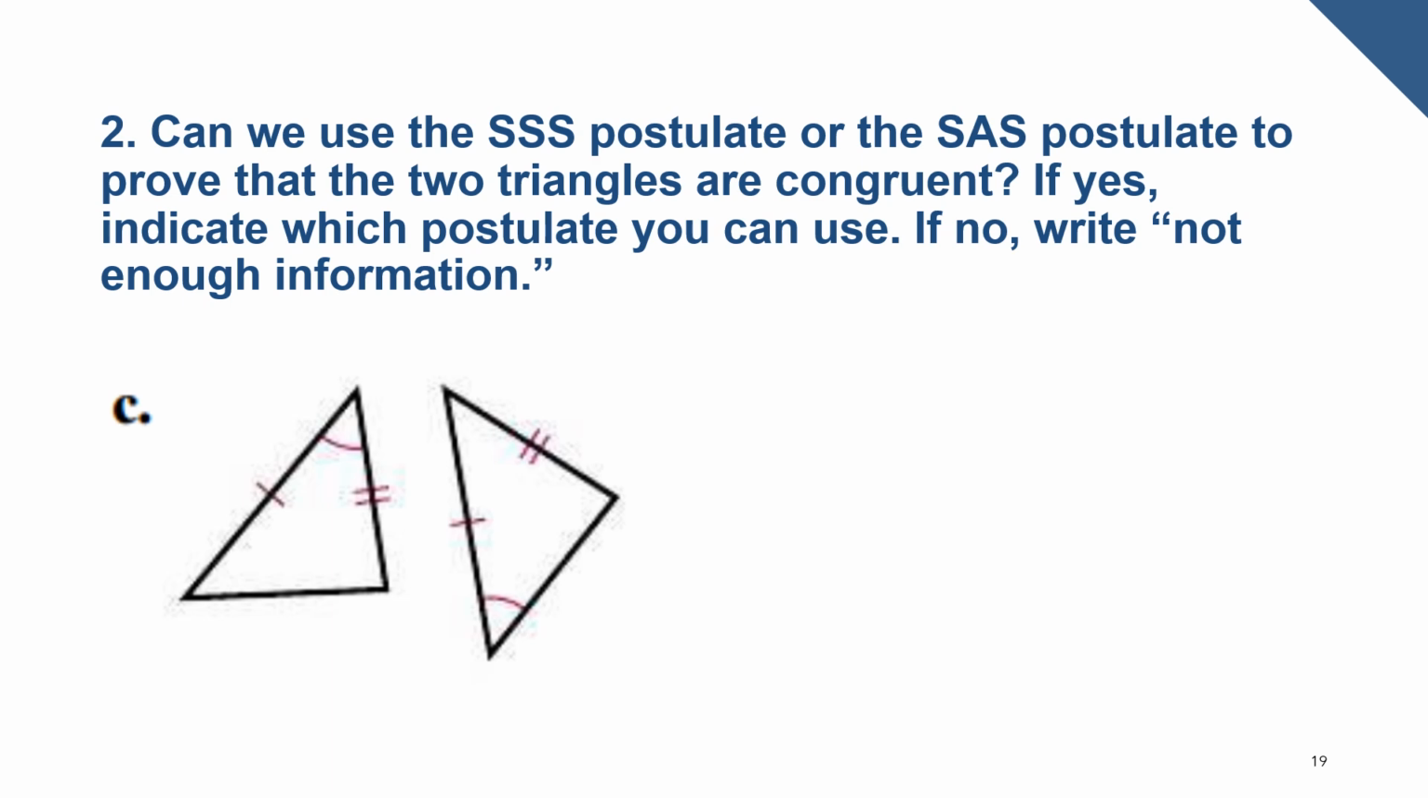All right, last one of these. Can we use the side-side-side postulate or the side-angle-side postulate to prove that the two triangles are congruent? If yes, indicate which postulate you can use. If no, write not enough information. All right, so let's take a look at what we've got going on here.